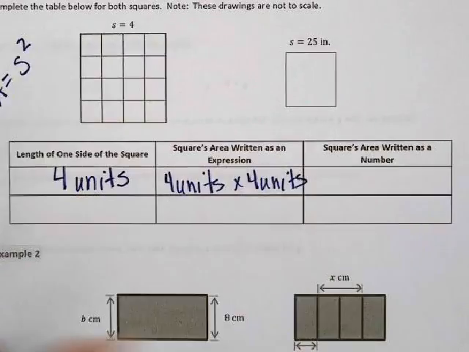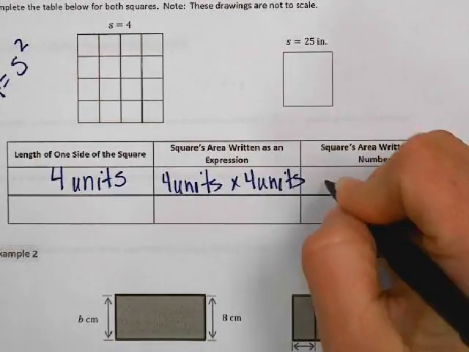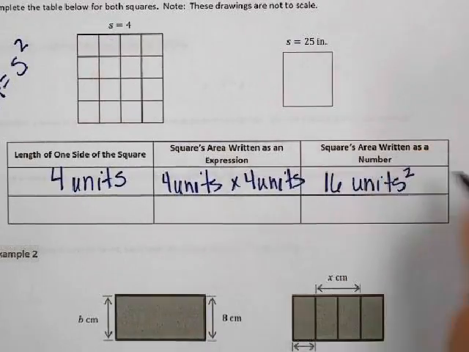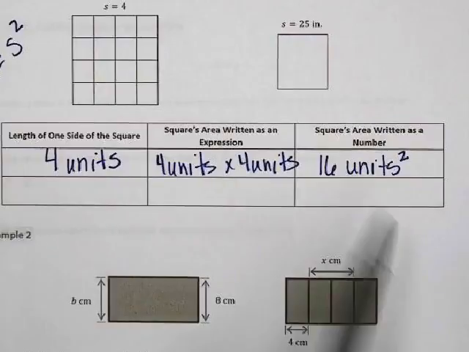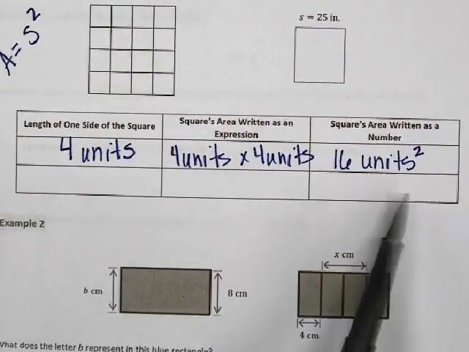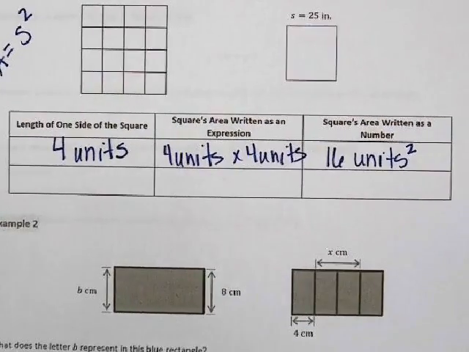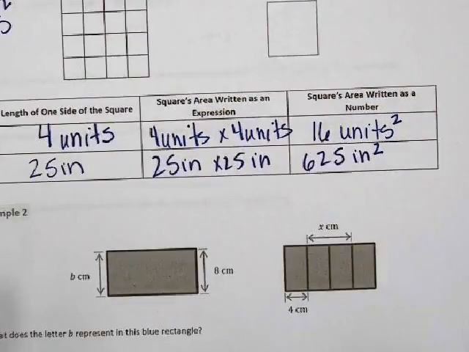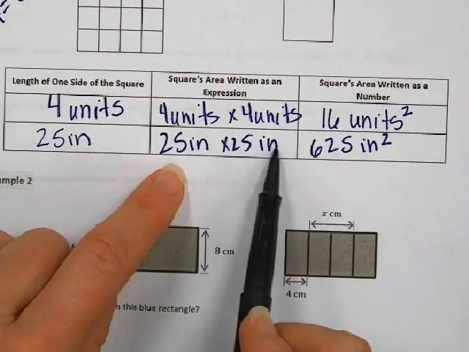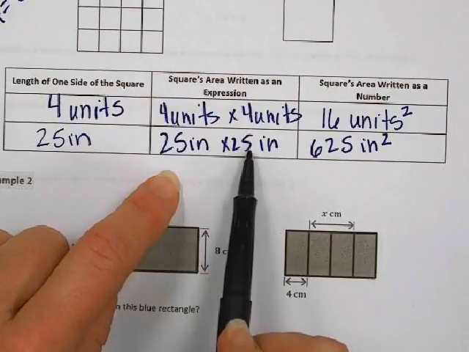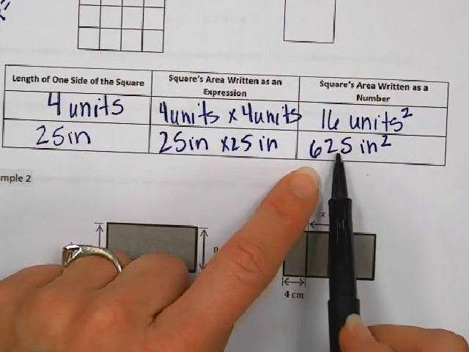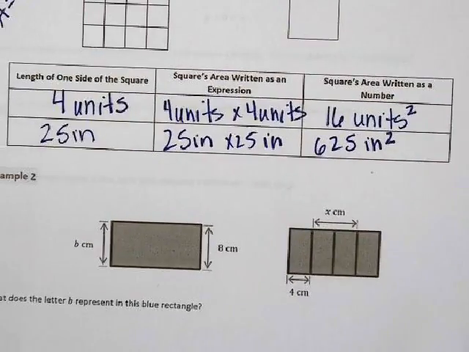And then square's area written as a number, 4 times 4 is 16. So it's 16 units squared. You could also write it as square units. You could write the word square. So to complete the table for this square, that has the side of 25 inches, doing the same thing, pause the video and then check your work. Okay, so the length of this square, under length of one side of the square, you should have 25 inches. The square's area written as an expression is 25 inches times 25 inches, and the square's area written as a number, so the answer to that is 625 inches squared.